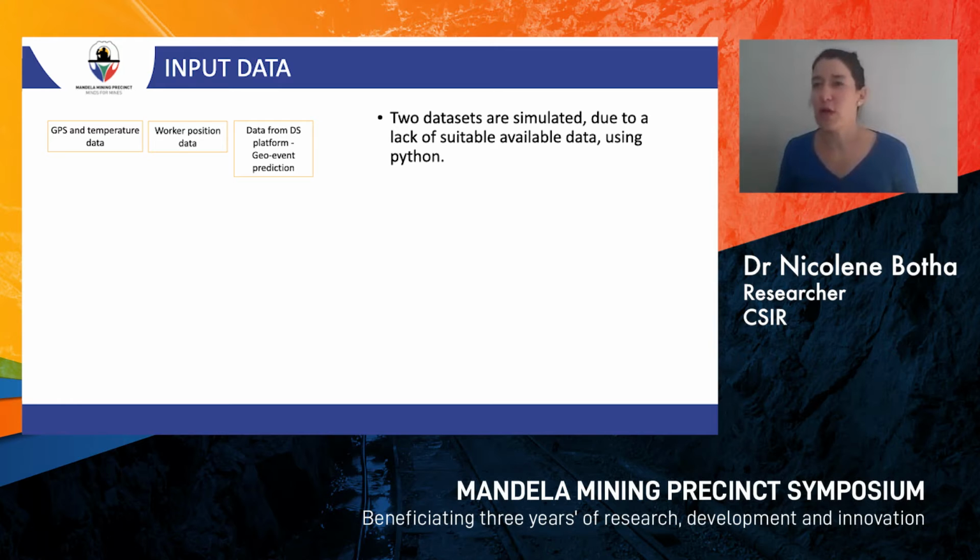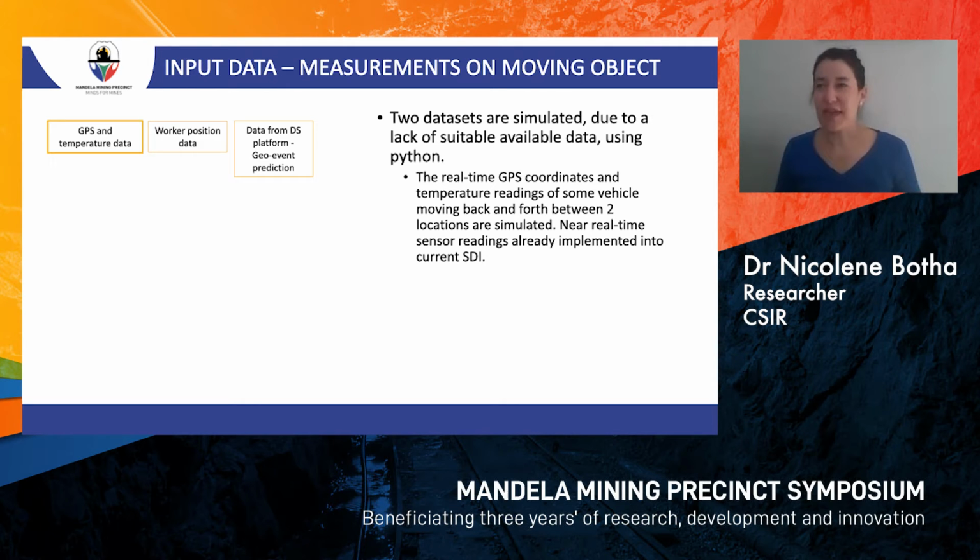So in order to reach our objectives, suitable input data is necessary. And for this, we simulated 2 data sets, due to a lack of available appropriate data, and we used Python to do this. In a previous phase, a streaming data infrastructure, or SDI, was put in place. The real-time GPS coordinates and temperature readings of a vehicle moving back and forth between 2 locations are simulated, and this was done to show the implementation of near real-time sensor readings into the SDI.